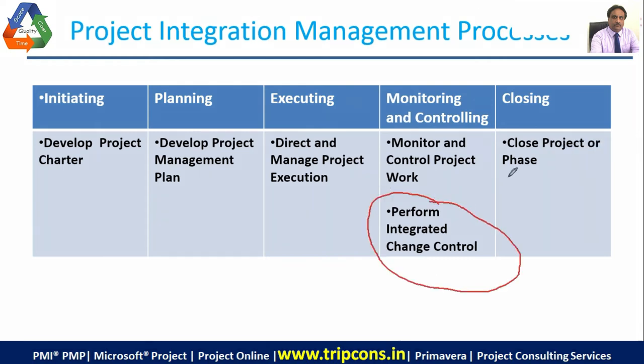The one that I circled. When you are monitoring and controlling project work, what does it mean? It means that you are comparing the actual work done. Now, when you are actually doing the work, three data points are generated. What are they? Actual time taken, actual cost taken, and actual work effort. So when you do this, you get certain data points.